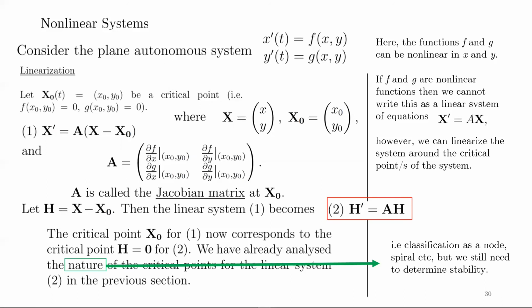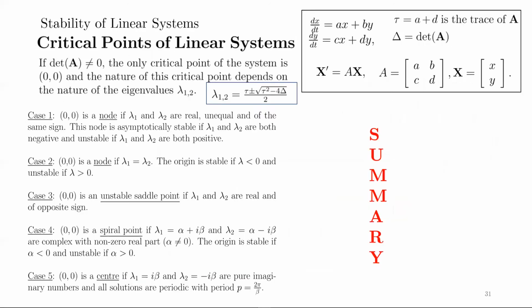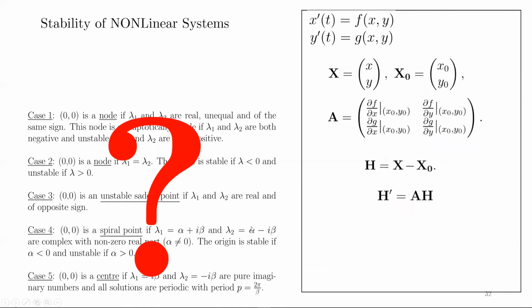So, let's get into what I mean by that. This is the slide for the critical point of linear systems. Again, really highly recommended that you print this out. For nonlinear systems though, the cases are all equivalent in terms of the nature. So case 1 is still a node for a nonlinear system. Case 2 is a node for a nonlinear system. Case 3 is a saddle point. Case 4 is a spiral. Case 5 is a center. But we just don't know the stability yet of this nonlinear system.